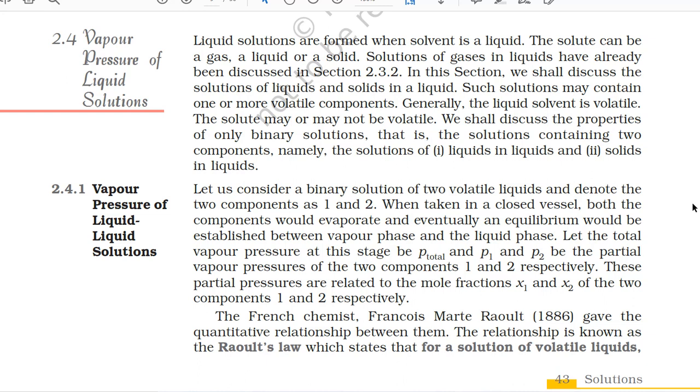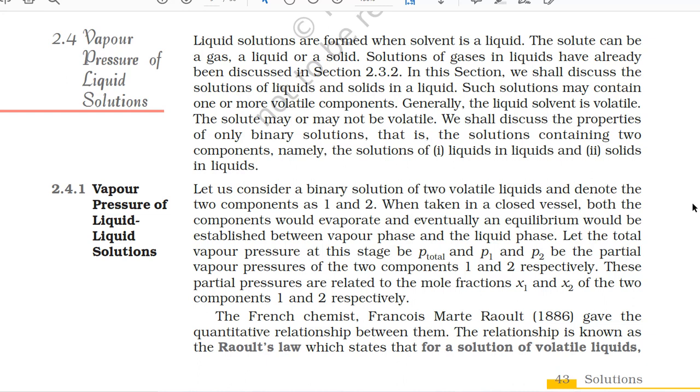2.4.1 Vapor pressure of liquid solutions. Let us consider a binary solution of two volatile liquids and denote the two components as 1 and 2. When taken in a closed vessel, both the components would evaporate and eventually an equilibrium would be established between the vapor phase and the liquid phase. Let the total vapor pressure at this stage be P total, and P1 and P2 be the partial vapor pressures of the two components 1 and 2 respectively.